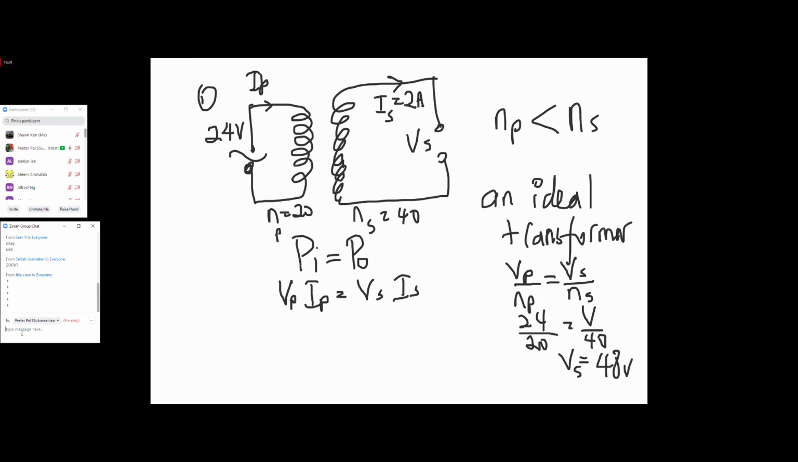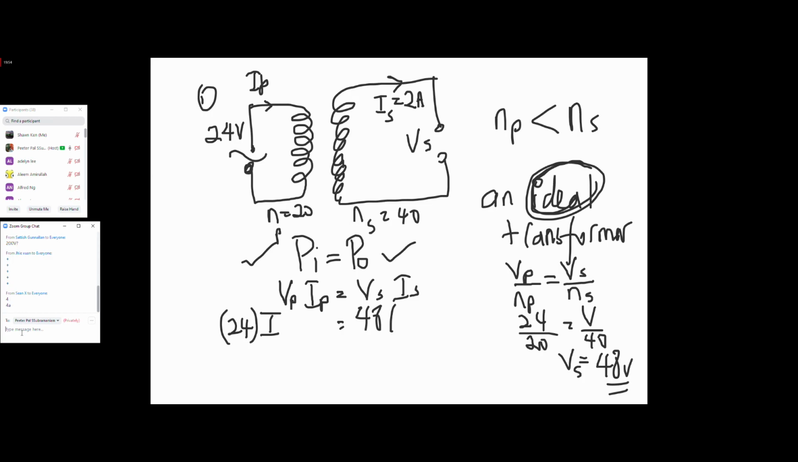48, guys. So what is the primary current? Use this. If it is an ideal transformer, input power equals output power. So input voltage 24, input current don't know. Output voltage 48, output current 2. So the primary current is 4 ampere. Very good. 4 ampere. Okay, done. So this is how a transformer works.